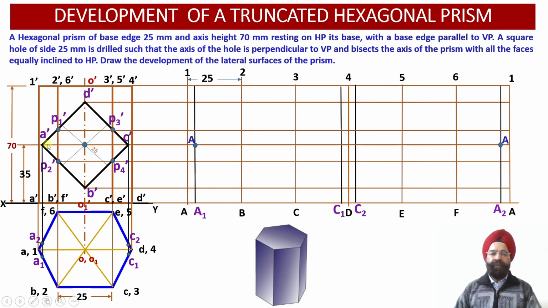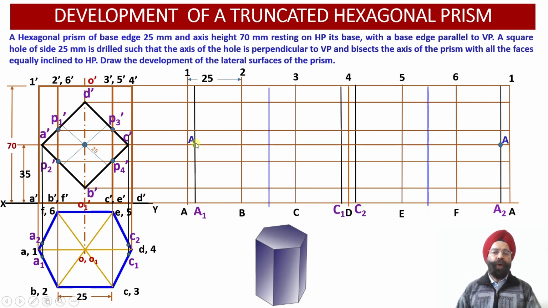Similarly, wherever this horizontal line intersects with the vertical projector line emerging from the point A2 over here, that is the point A corresponding to the location of the point A of the hole onto the rear face of the solid. This is the rear face of the solid. This is the front face of the solid. So onto the rear face, A will be lying over here. Onto the front face, A will be lying just at the starting point.